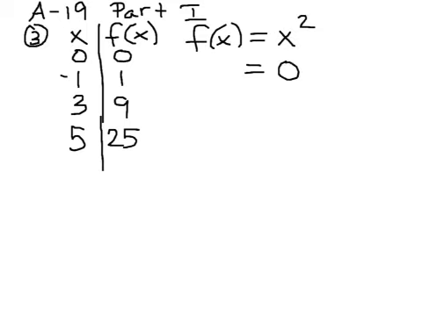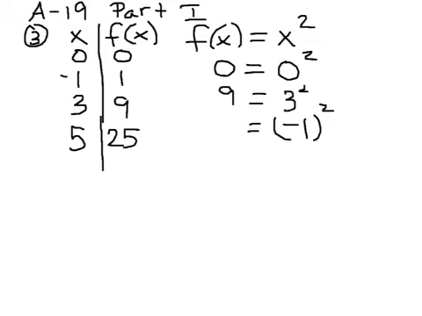If I take 0 and square it, sure enough, I get 0. There's the first ordered pair. If I take 3 and square it, that's beautiful, I get 9. That one worked. If I do negative 1, and I take that quantity and square it, sure enough, I get 1. And if I take 5 and square it, I get my 25. I'm a happy camper, and that worked perfectly. There's an example of number 3.